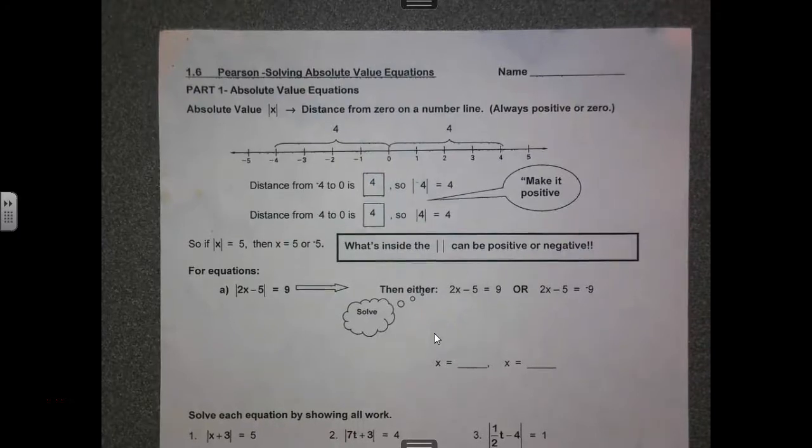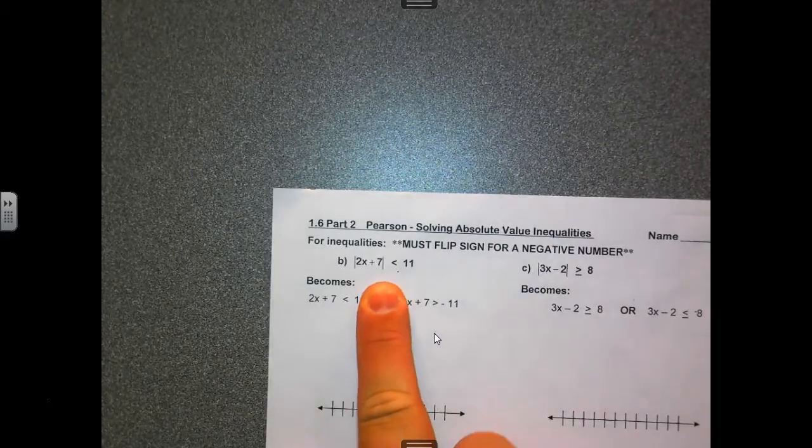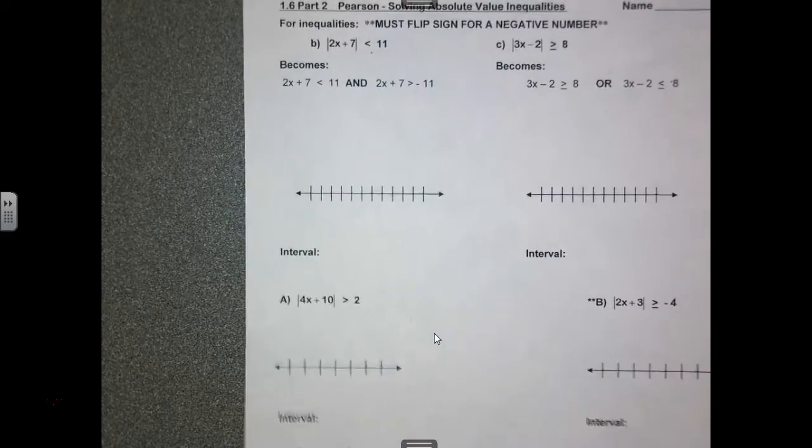Read out. Okay, 1.6, absolute value equations. Now, we're going to do equations first, just like linear equations, and then we did inequalities, compound inequalities. We're going to do the same thing with absolute values. Okay, we have absolute value equations. If you look on the back, we have absolute value simple inequalities, and then we have compound inequalities.